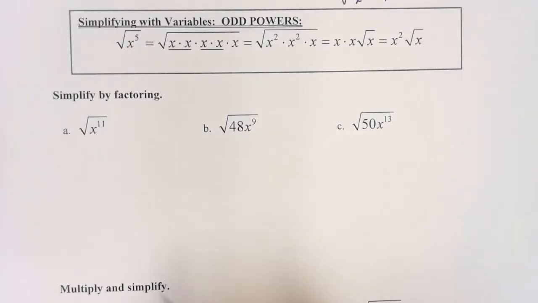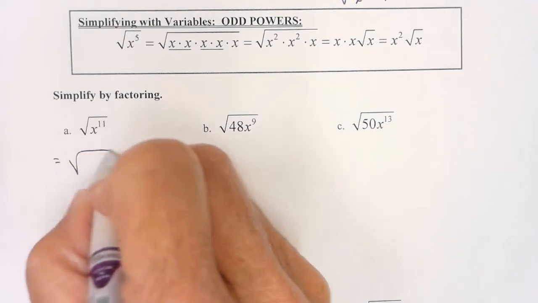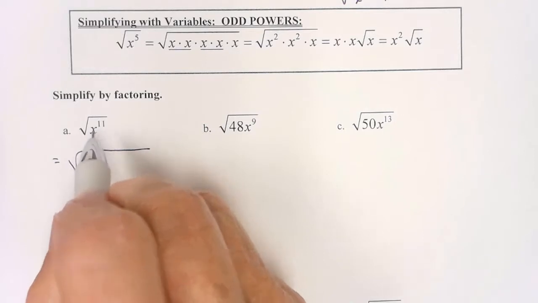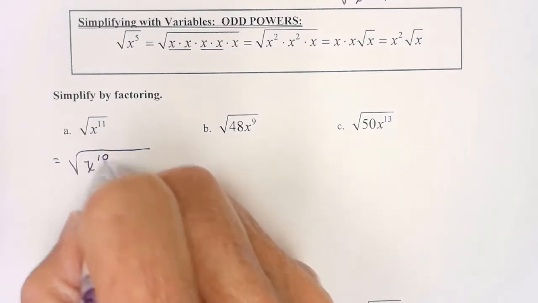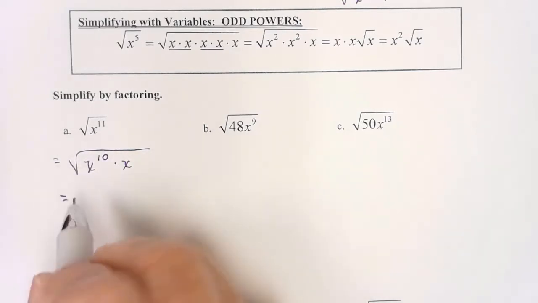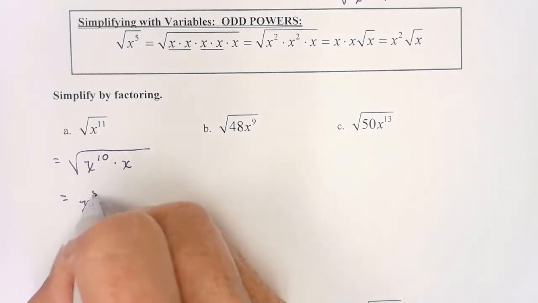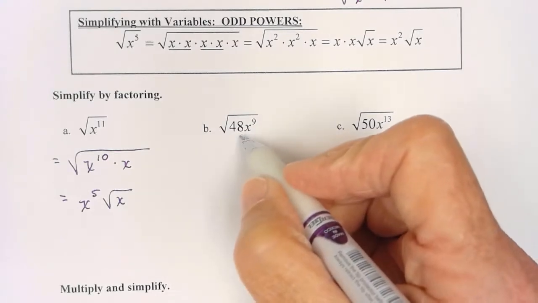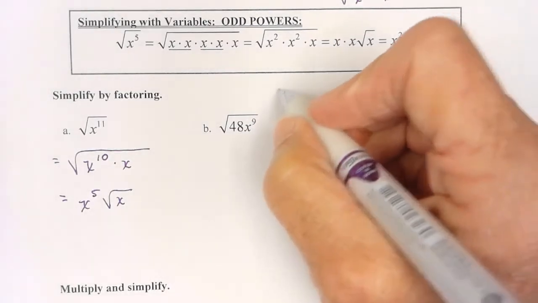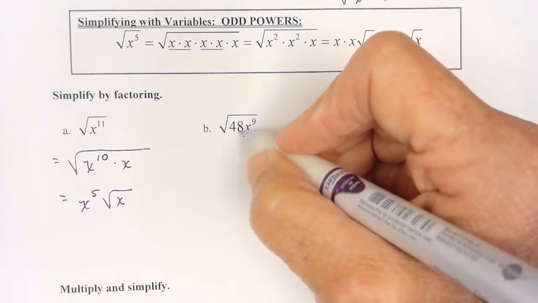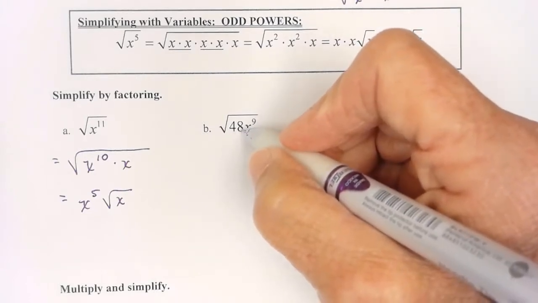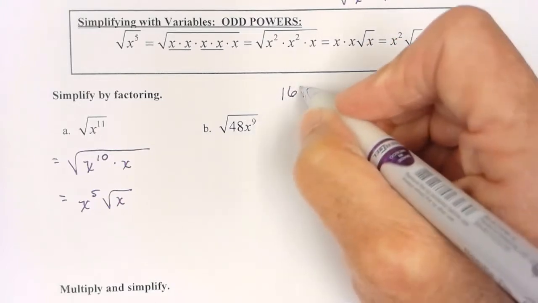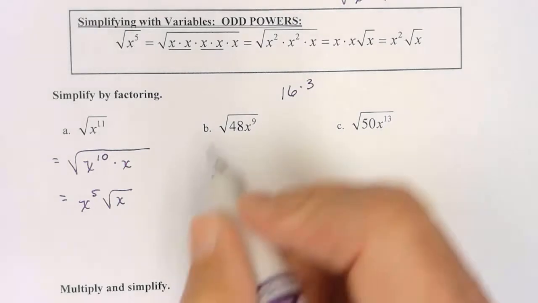So let's look at this one. If I just take 1x away from that, it'll be an even power. So that would be x to the 5th square root of x. This one, oh, got my number. Got to think about this. Let's see. 4 would go into it, but it looks like I would have 12. 16, I believe 16 is my biggest, because 16 times 3 will give me 48.